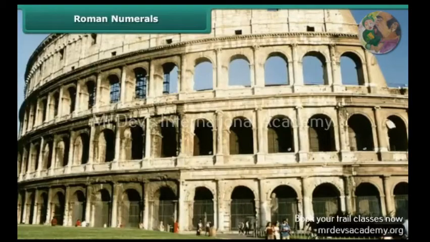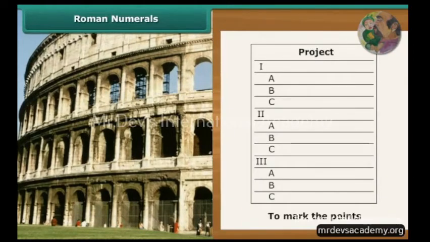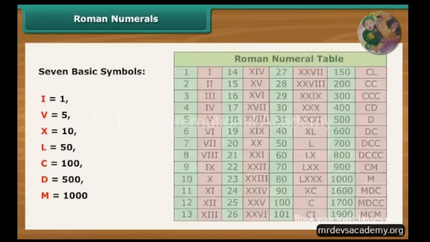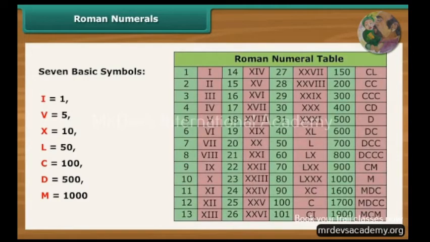Roman numerals. We use the Hindu-Arabic system of numerals. Another system of writing numerals is the Roman system. It is one of the oldest systems of writing numbers, which is still prevalent at many places. Unlike the Hindu-Arabic numeral system, Roman numeral system uses 7 basic symbols to represent different numbers. The symbols are as follows. Look at the table of symbols.